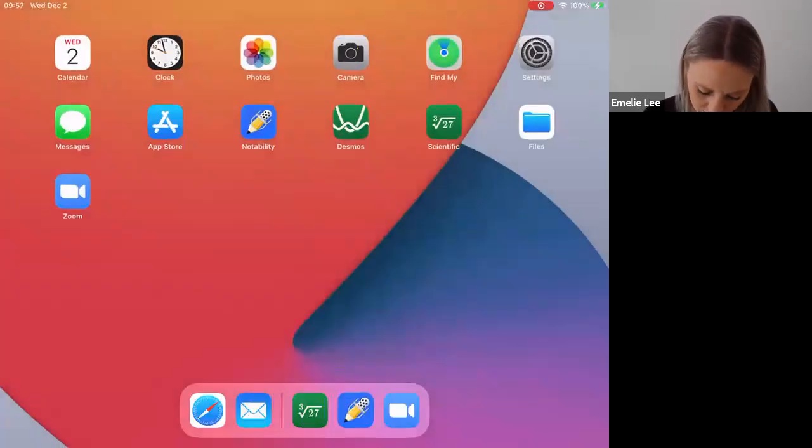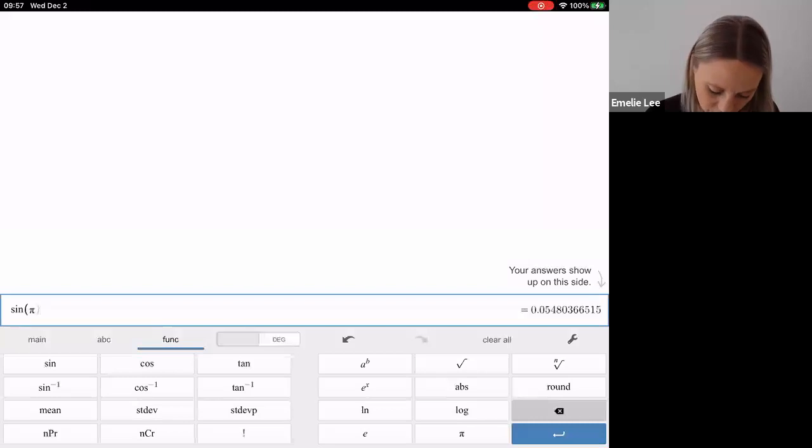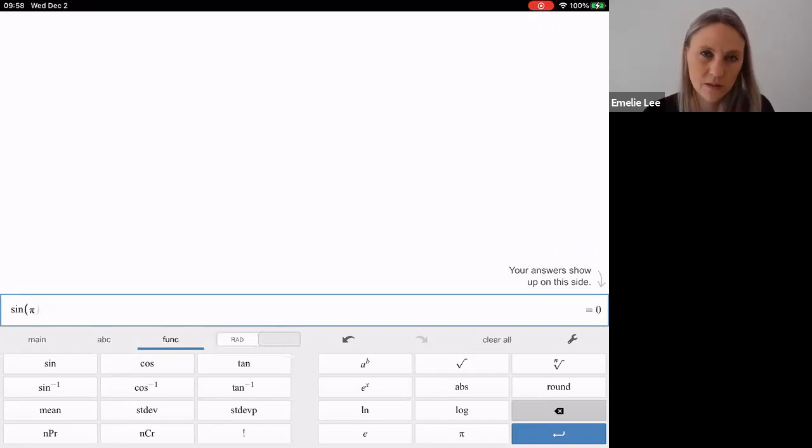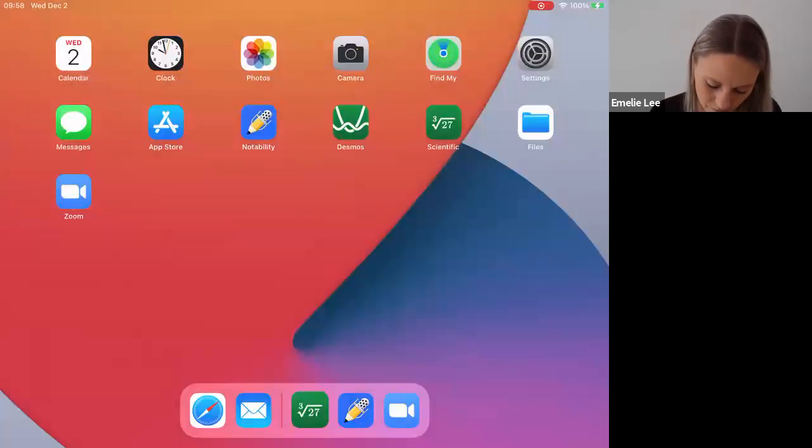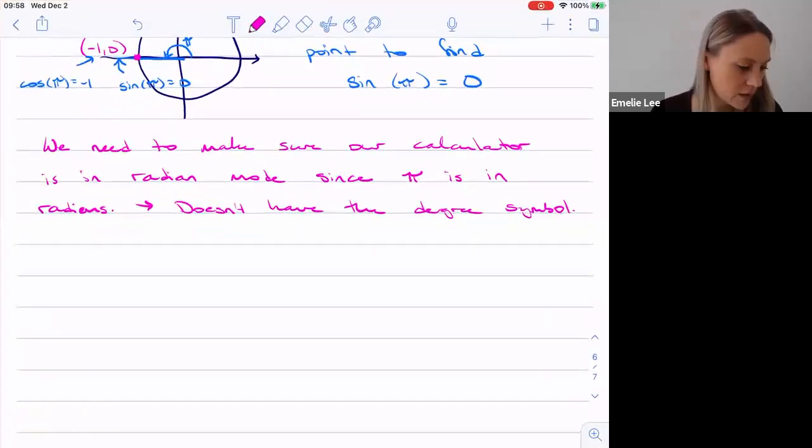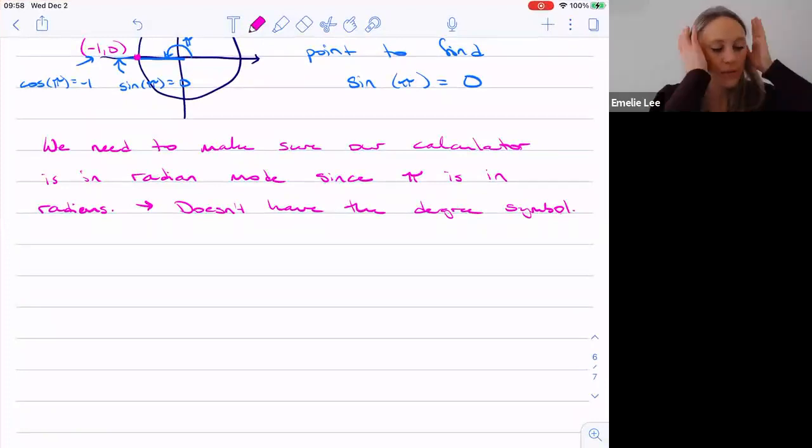In degrees, if I change it to degree mode, notice that the sine of pi changes to 0.0548. So you don't want that. You want to be in radians.